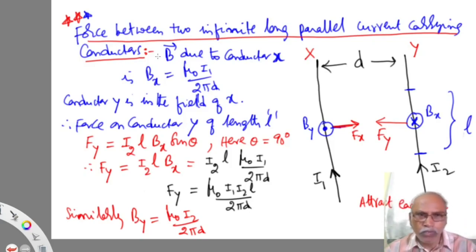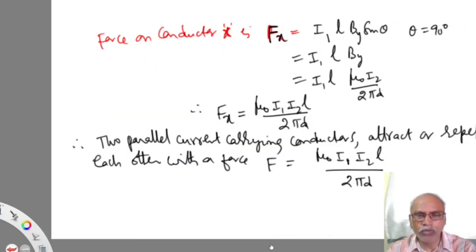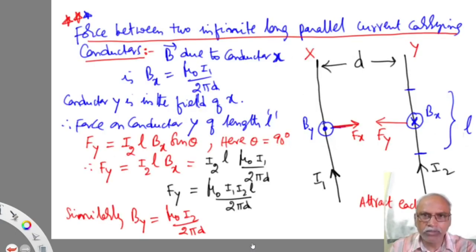How do you get the force formula? You have to apply the formula F is equal to ILB sin theta. Based on that, you will get the force on conductor Y is equal to mu naught I1 I2 L by 2 pi d. Similarly, conductor X also experiences the same force. That is, the two conductors exert equal and opposite forces. If current is in the same direction in the two conductors, they attract each other.